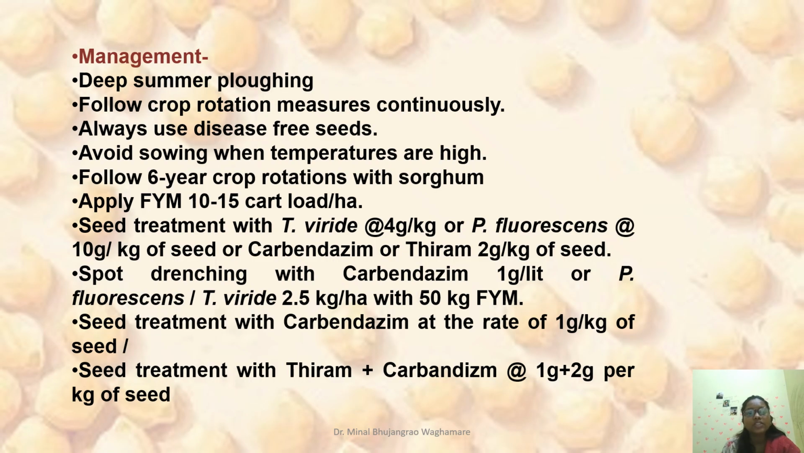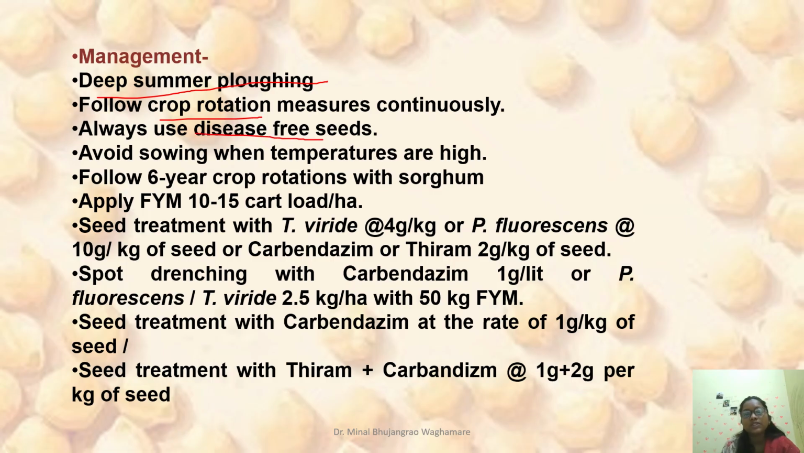Coming to management, as we have seen, it is a soil-borne fungus, so deep summer plowing is needed. In this, the soil which is present at the lower layer will come to the upper surface, and if pathogen debris or spore structures are present inside such soil, they get destroyed by the sunlight. We have to go for crop rotation to break the continuous host availability to the pathogen and break its life cycle.